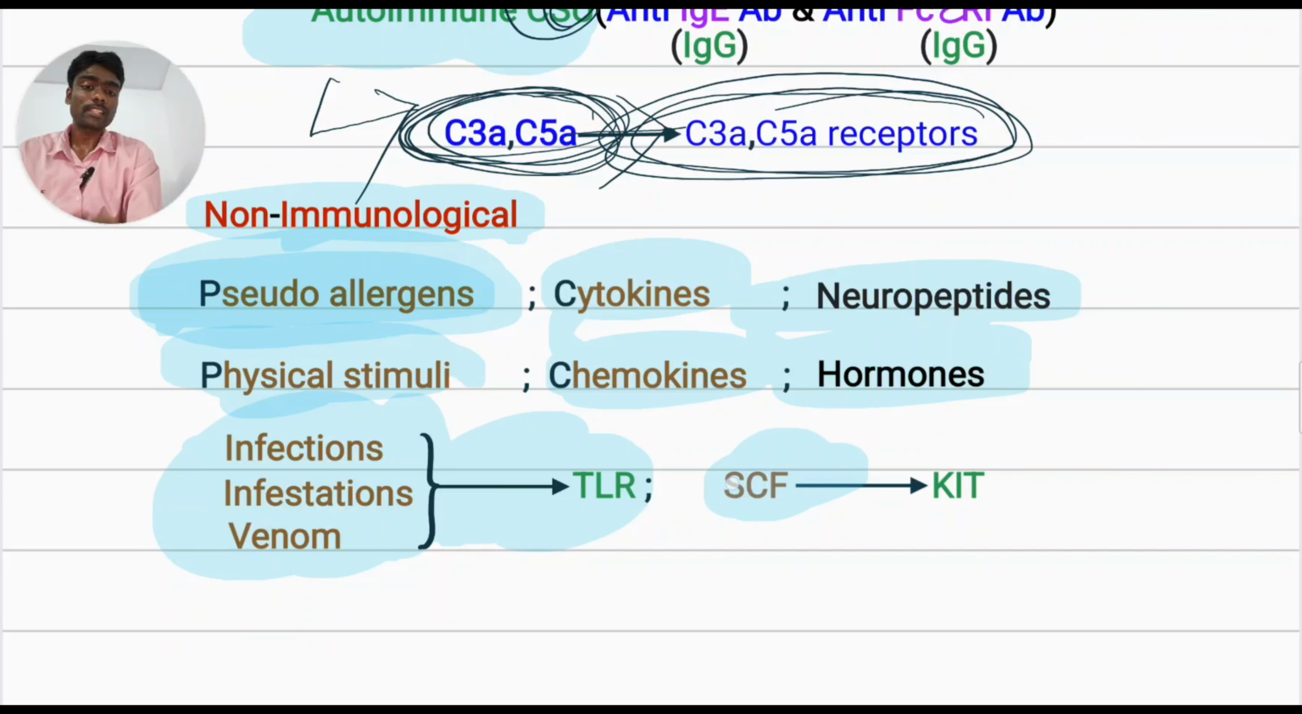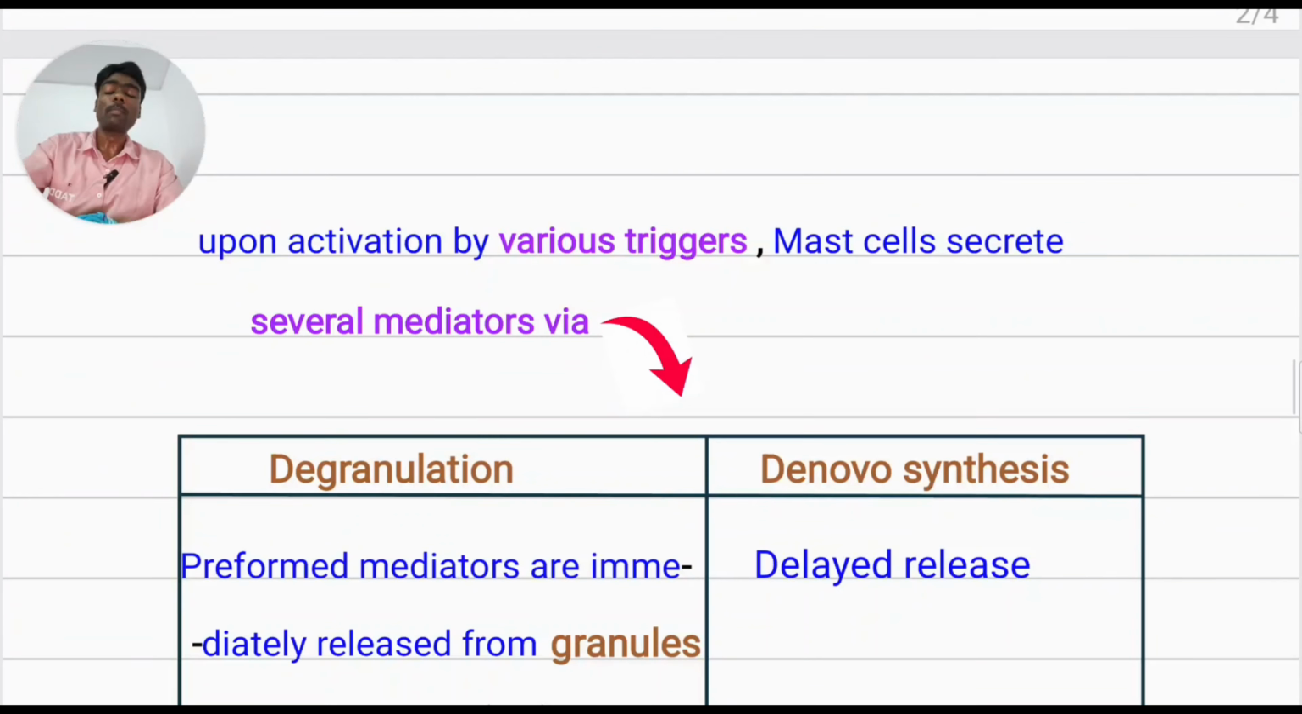Stem cell factor will act via KIT receptor to convert an immature mast cell to mature cell during its development. Upon activation by all these various triggers, mast cells will secrete several mediators via two types.